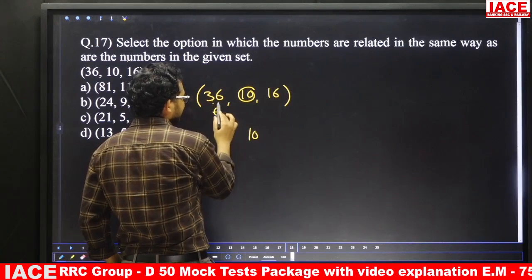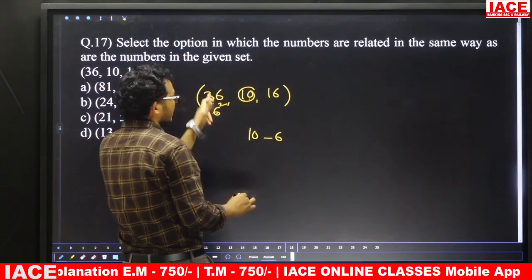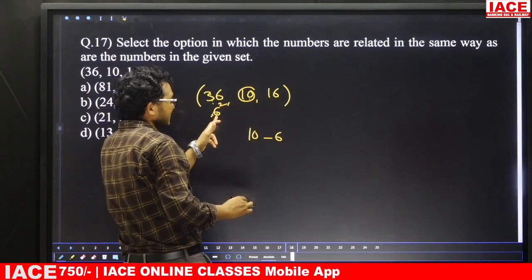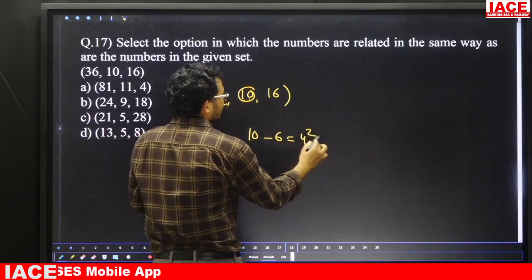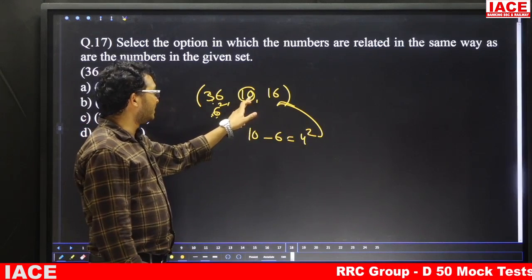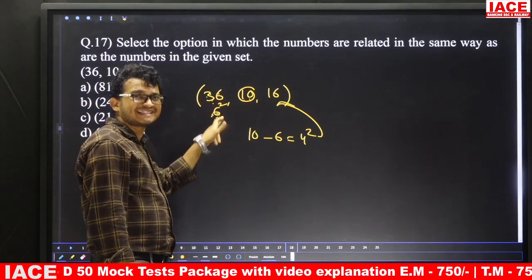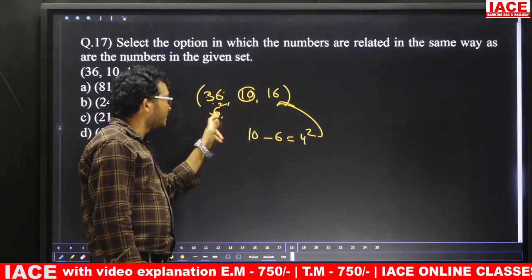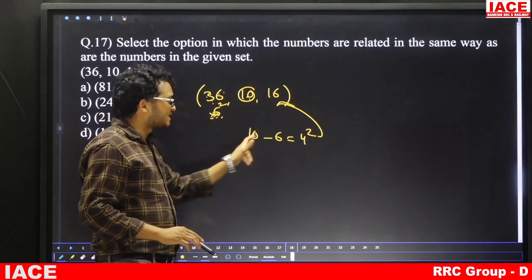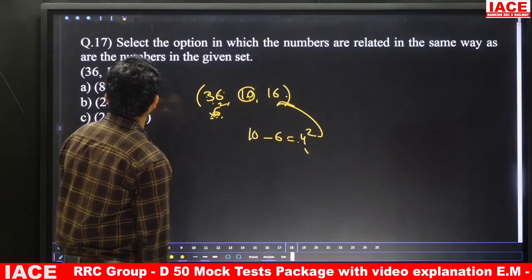36 means what? 6 square. That means take here 10 minus 6. 6 square is what? Take here only the number. 10 minus 6 is what? Here 4. 4 square is what? 16. 4 square is 16. That means your logic is what? Middle number minus first number, square. That means this 36. 36 means what? 6 square. That means the square of which number here? 6. Now 10 minus 6 is what? 4. 4 square is what? 16. So the same logic is there in the following.